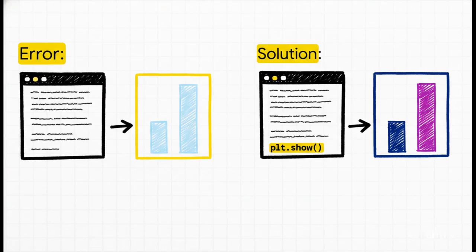Okay, trap number 1. I call it the ghost plot. You've probably been there, right? You write all this code, you run the script, and nothing happens. The window with your plot never shows up. The fix is so simple, it's almost funny. You just forgot to explicitly tell Matplotlib to show it to you. Always end your script with plt.show.